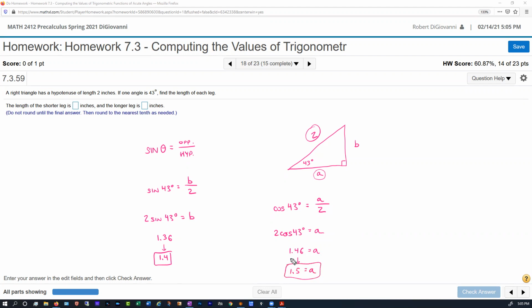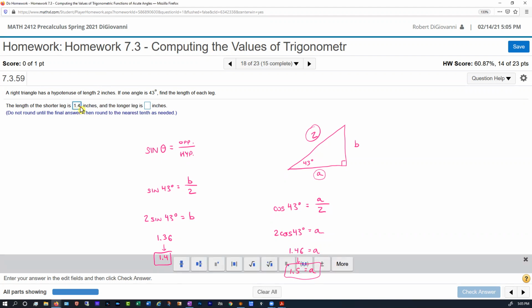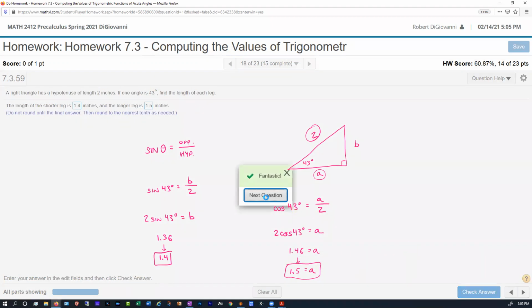So that's A. So now it says the length of the shorter one. So the shorter one is 1.4, and the longer one is 1.5. All right.